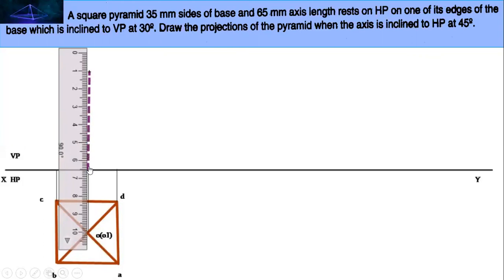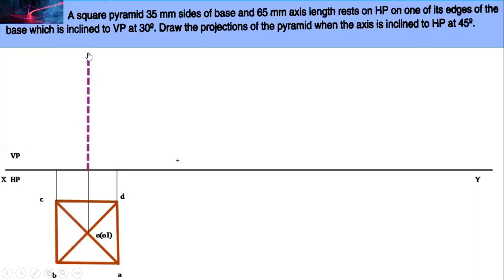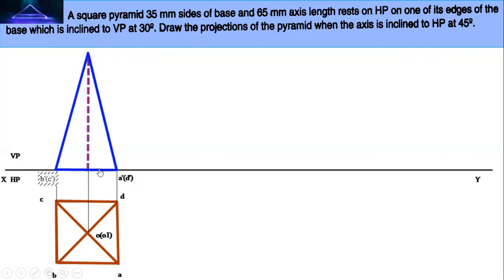So from the center, draw a vertical line equal to 65 mm. Then from D and C, join to O, that is the apex. Use the visible line because I can see A and B, D and C will be hidden. So if you want to write the naming for the front view, A dash is visible, D dash will be hidden, B dash is visible and C dash is hidden. O dash and O1 dash, that is the axis.